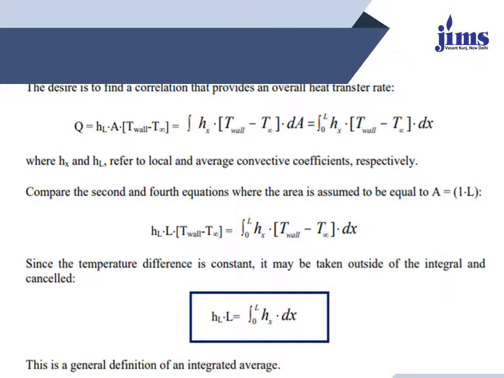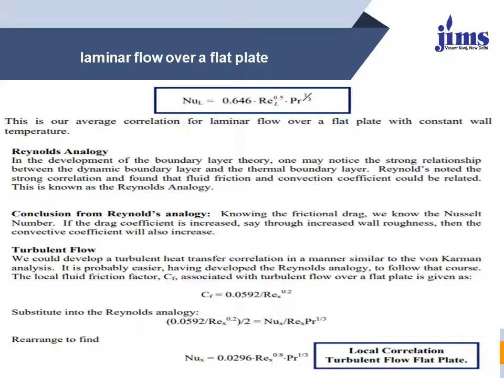In this lecture we have covered the significance of the local and the average heat transfer coefficient in the convective heat transfer coefficient formulas. The next topic is laminar flow over a flat plate. There are two types of flow generally considered in heat transfer, laminar flow and turbulent flow. In the case of laminar flow, the Reynolds number value is less than 2000. In the case of turbulent flow, the Reynolds number is greater than 4000.